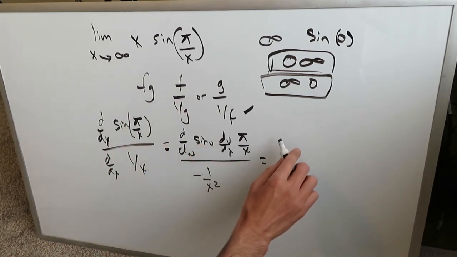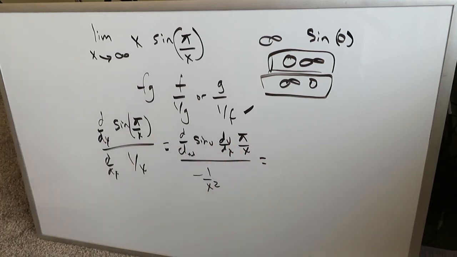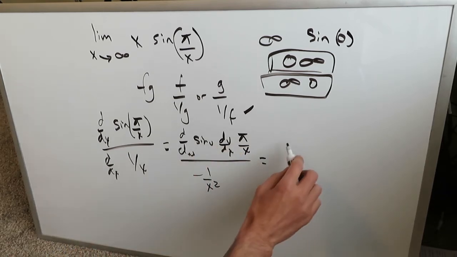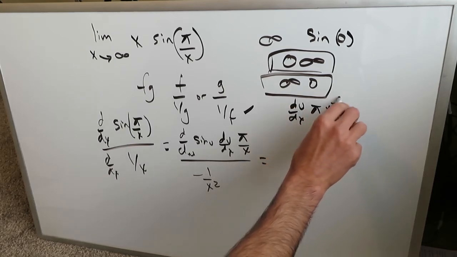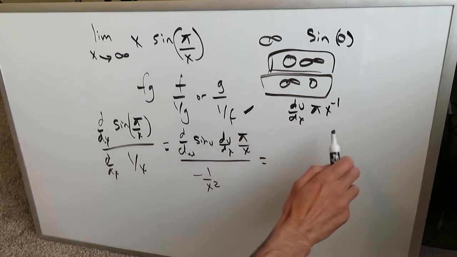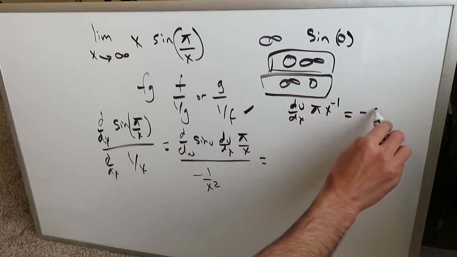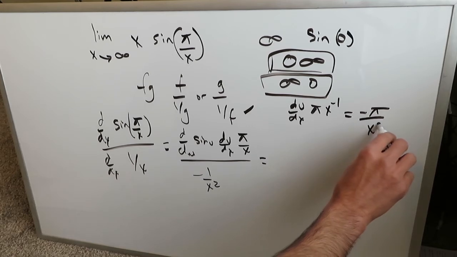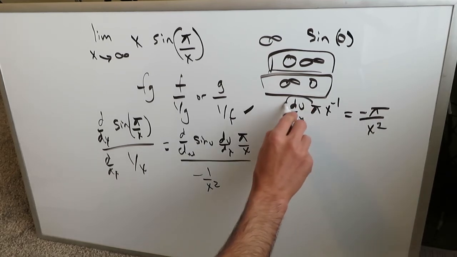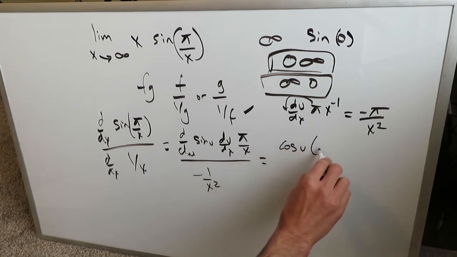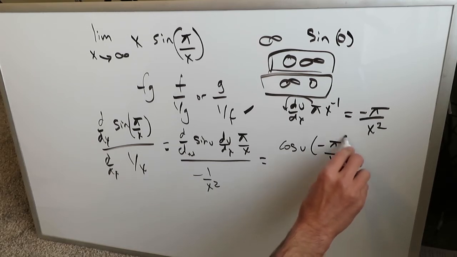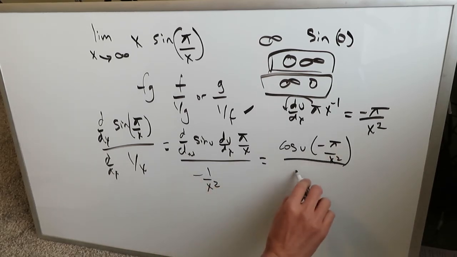The derivative of this would be cosine u times the derivative of pi over x. Now this right here is going to be a little problematic because we have an x to the power of minus 1. We have to look at it as du over dx of pi times x to the minus 1. So that's going to bring a different factor over here. We're going to get minus pi over x squared, because this pi can technically come out as a coefficient. So when we're doing the derivative of all of this, we're getting cosine u multiplied by minus pi over x squared, over minus 1 over x squared.